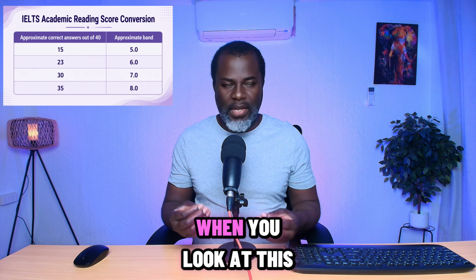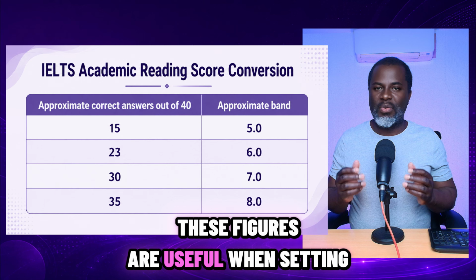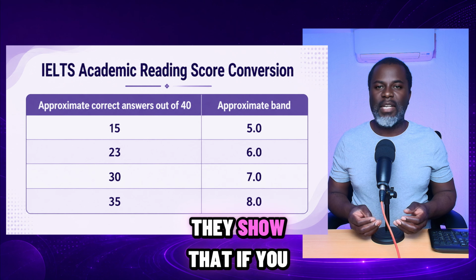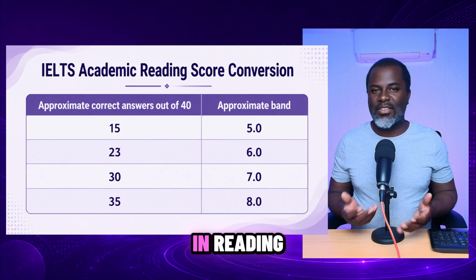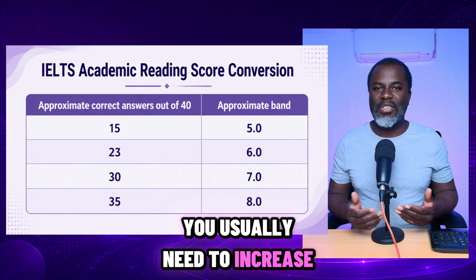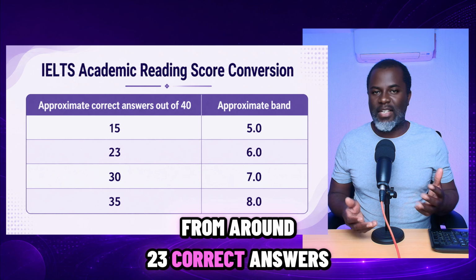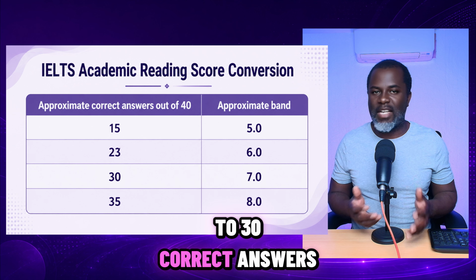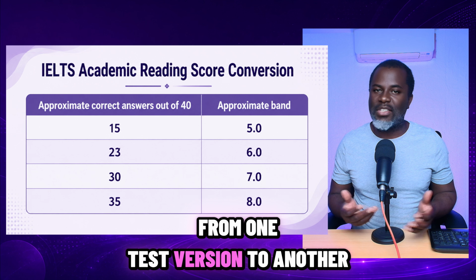And again, when you look at this, these figures are useful when setting a goal. They show that if you want to move from band 6 to band 7 in reading, you usually need to increase your raw score from around 23 correct answers to 30 correct answers. The precise cutoff varies slightly from one test version to another.